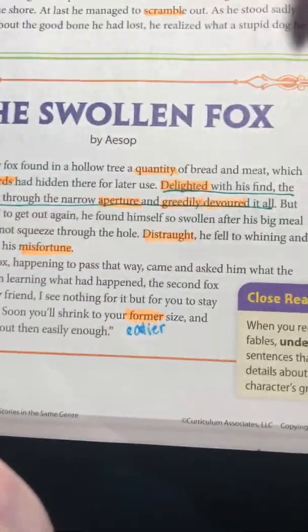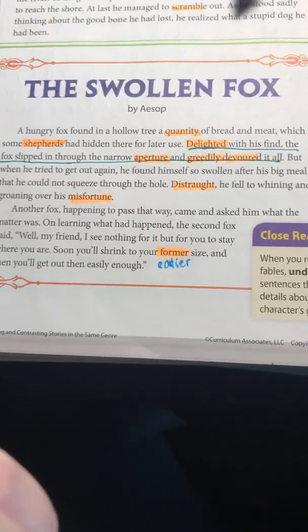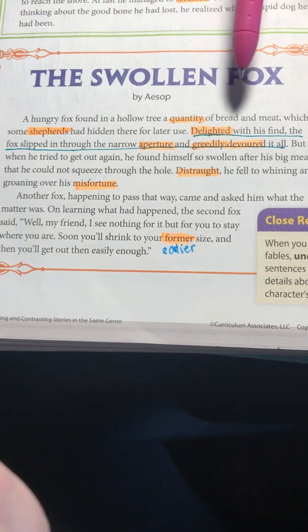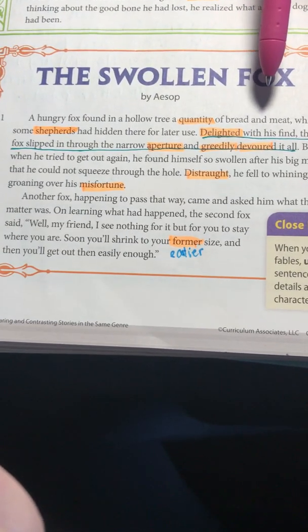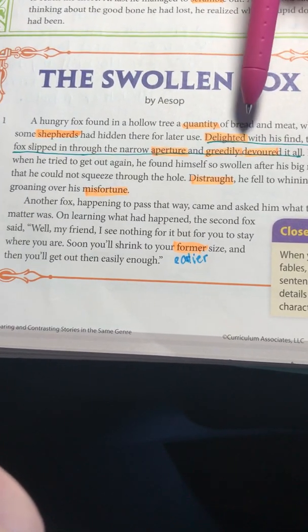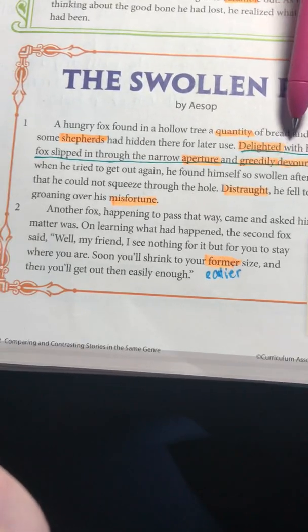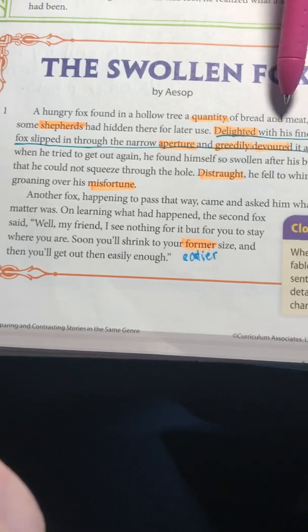So let's go ahead and talk about the swollen fox. I'm going to read it out loud. I'm going to stop again and talk about these highlighted words. Also, we'll go ahead and talk about the detail that proves greed in the swollen fox story.